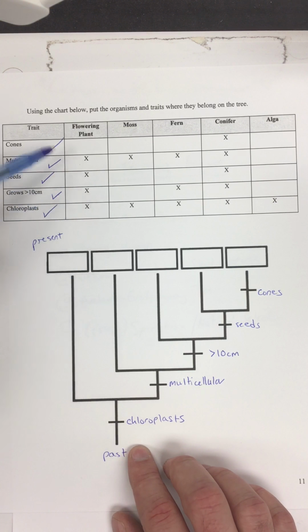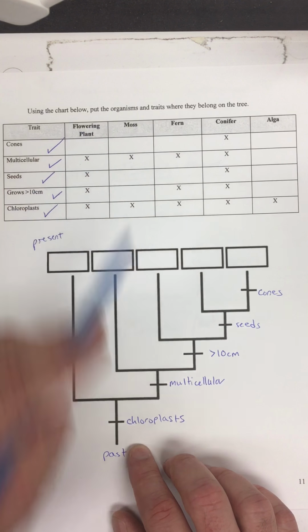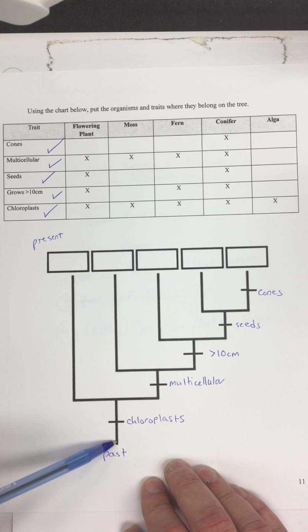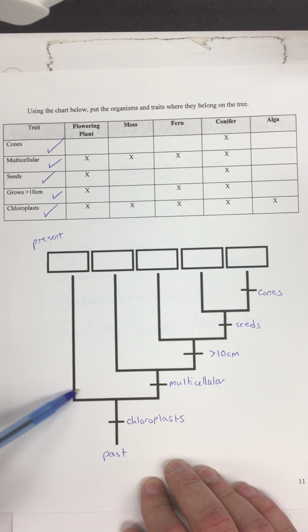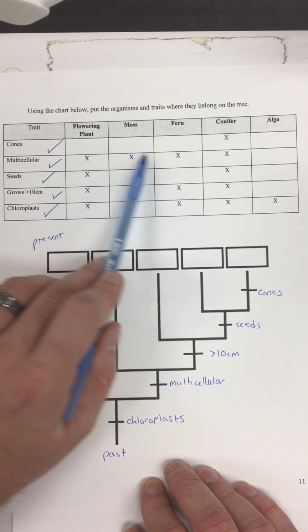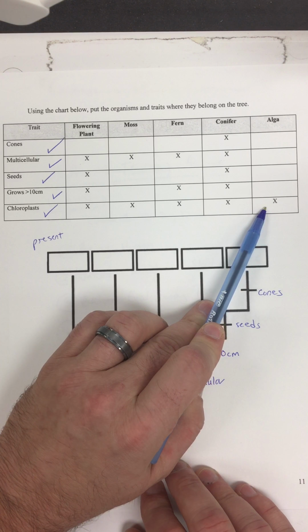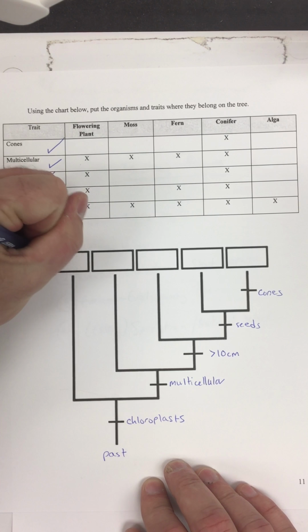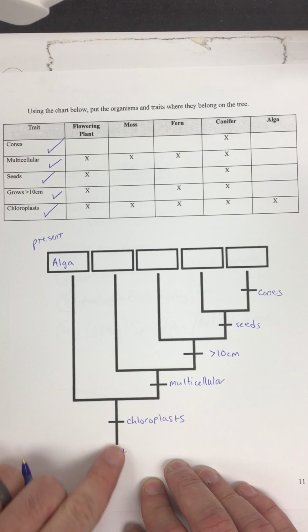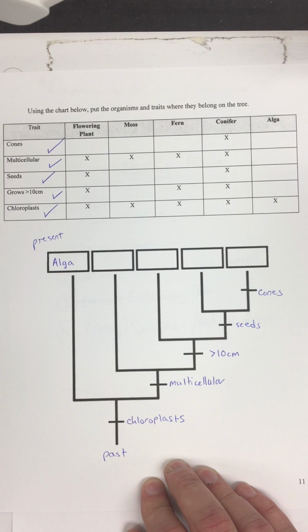All right, so now we need to start putting in our species, our taxa. What we're going to do is start in the past. This one evolves chloroplasts. Does it evolve anything else? No. So we go to our chart. Which one has chloroplasts and nothing else? Alga. So the alga, or algae, they go there, because they only have chloroplasts as we go from past to present.